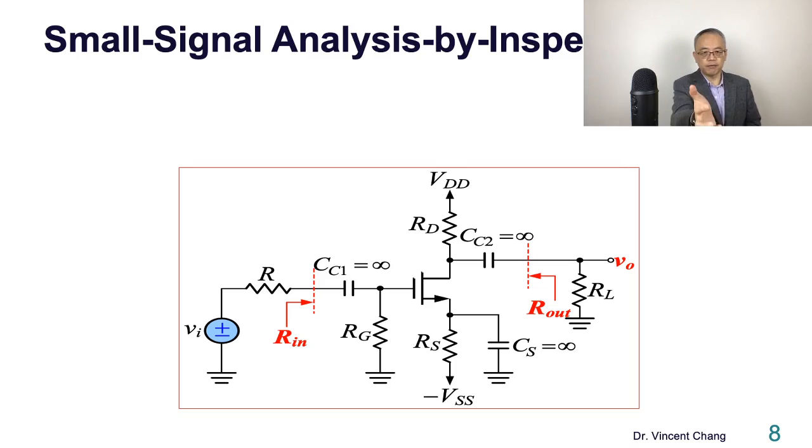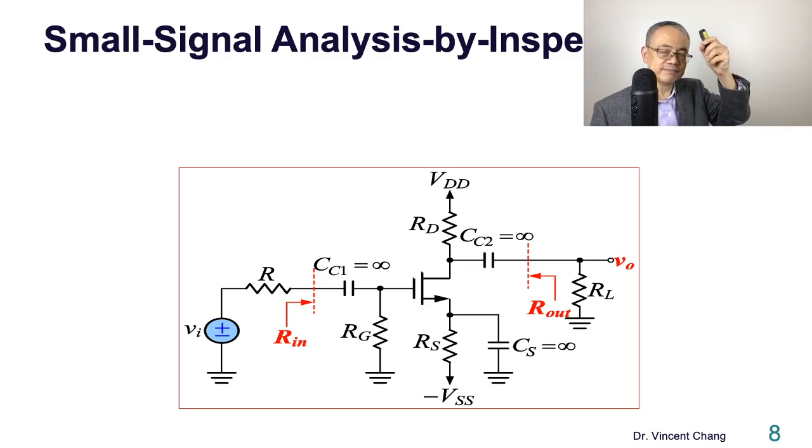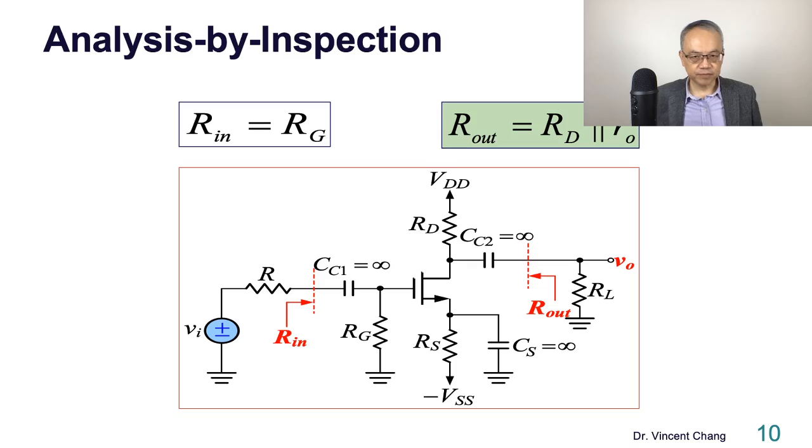Now here comes the small signal analysis, again by inspection. I challenge you to do it without drawing the small signal equivalent circuit. Just save your time, just to challenge yourself. Input resistance, easy, because the resistance looking into the gate is infinite for MOS. So Rin is RG. The output resistance is ro in parallel with RD: RD between drain and ground, and also the internal output resistance of the MOS.